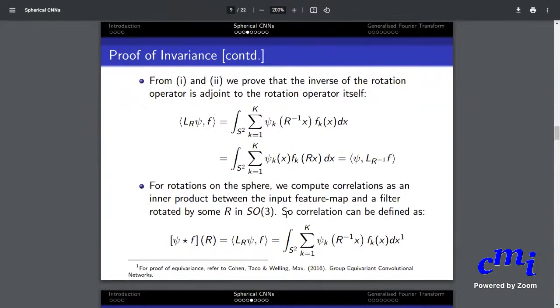LR is a map. It is applied as a rotation operator. Simply, it just rotates, because this phi will also be a sphere. That's what I'm trying to say.